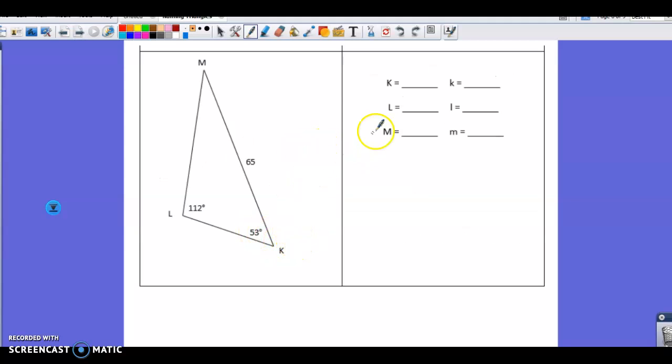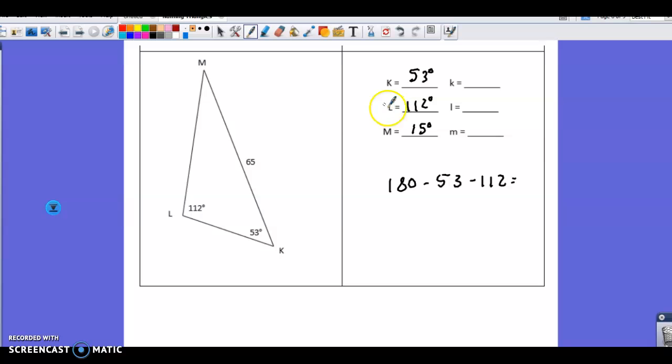All right, so K is 53, L is 112, and M would be 180 minus the 53 minus the 112. 180 minus 53 minus 112 is 15.